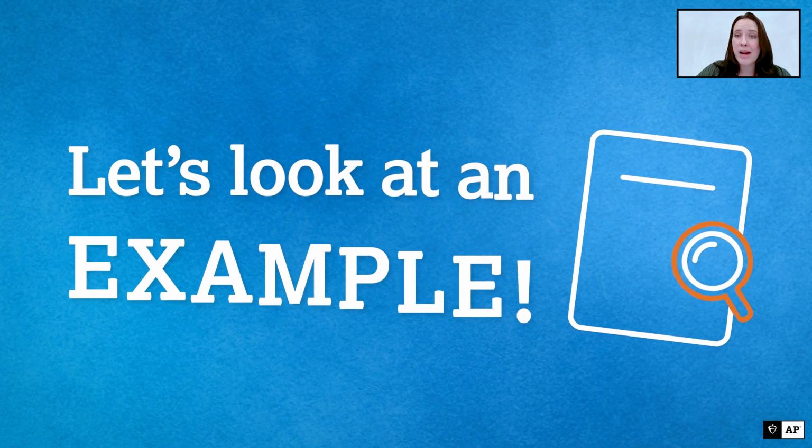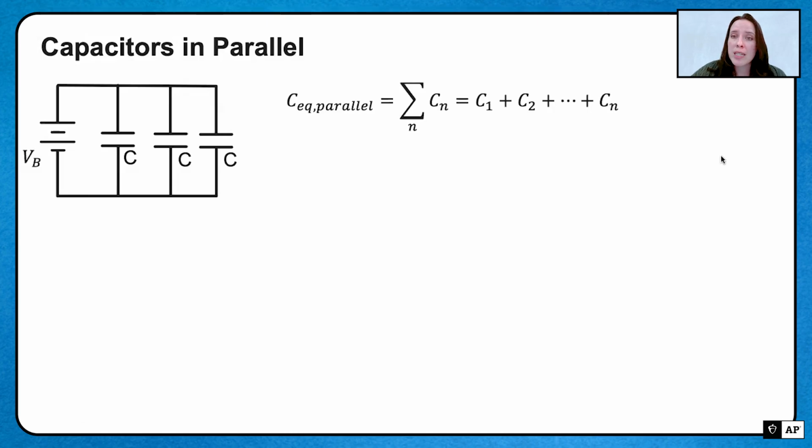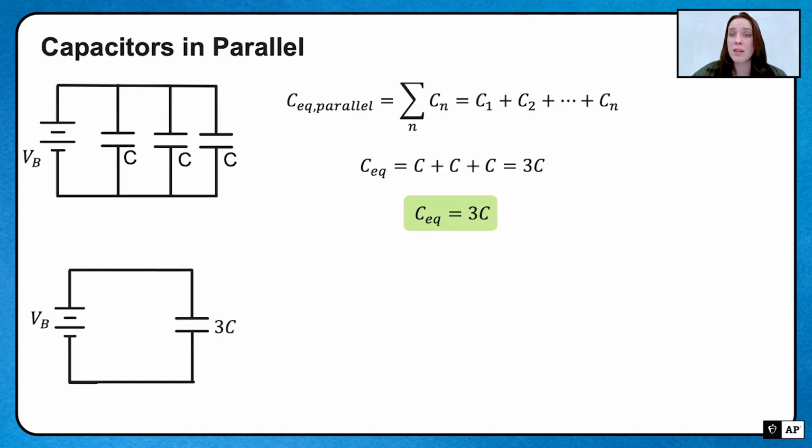So let's look at a parallel example this time. We have a battery with a voltage VB connected in parallel to 3 capacitors. Each of them has a capacitance of C. Since these are in parallel, for our equivalent capacitance we're just going to add them all together. Since I have 3 capacitors with capacitance C, I get C plus C plus C, so 3C total. My equivalent capacitance is 3C.